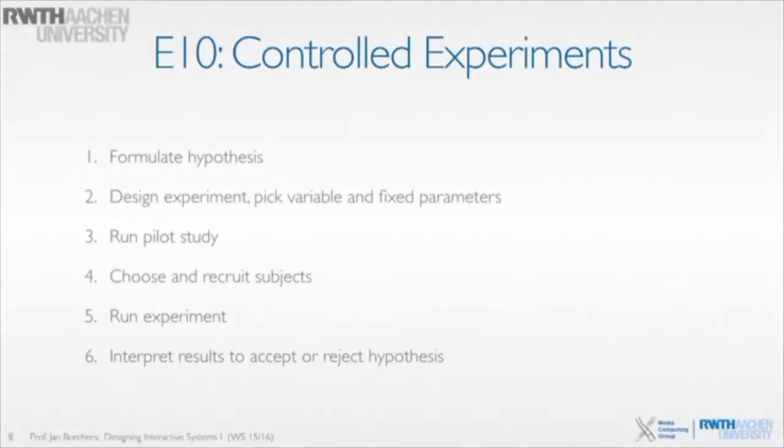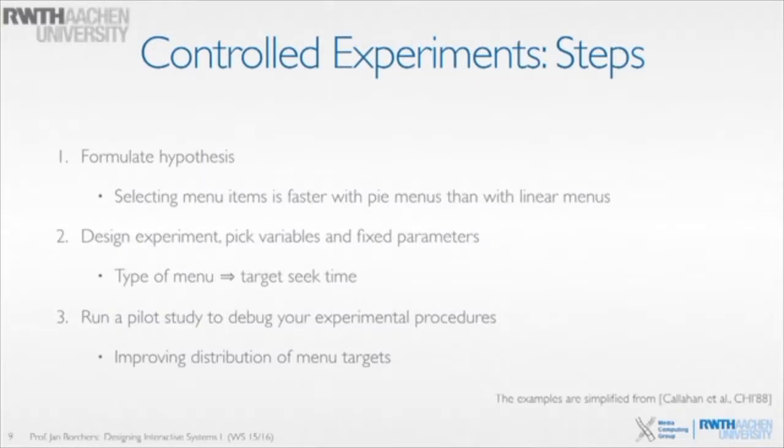So those steps in a little more detail: we just heard red versus green buttons as an example. Another example would be to say, I think it's faster to select menu items when I arrange them as a pie menu, a circular one, rather than the traditional linear menu. That could be another claim as a hypothesis.